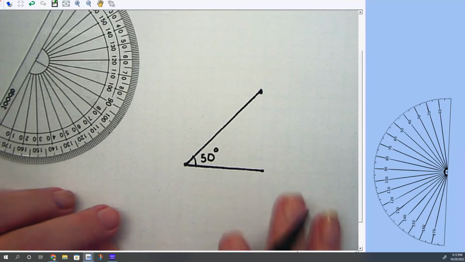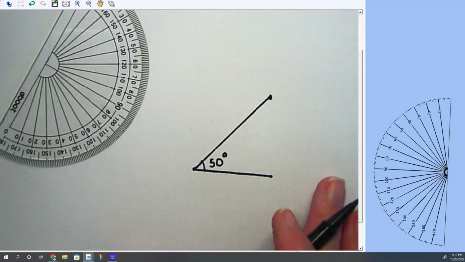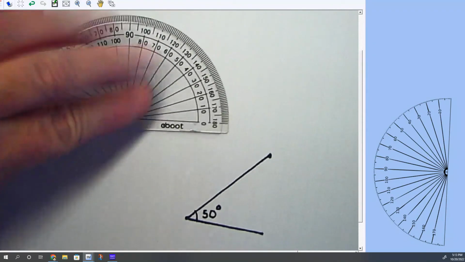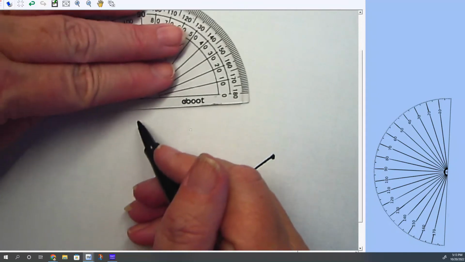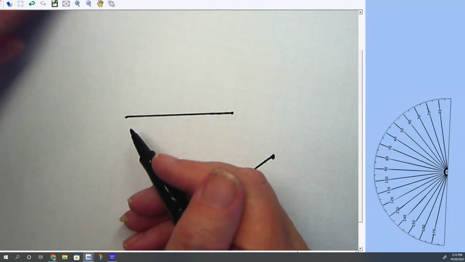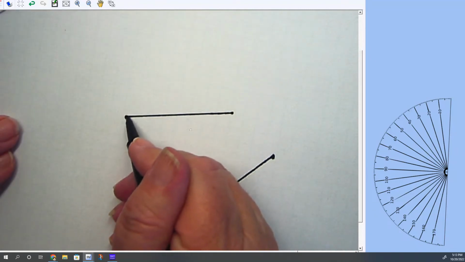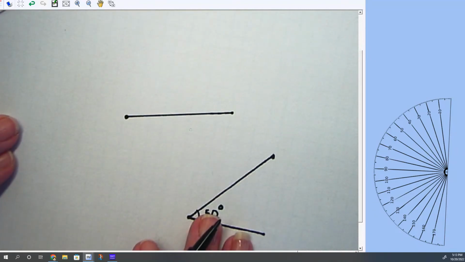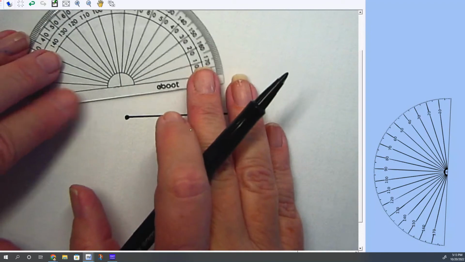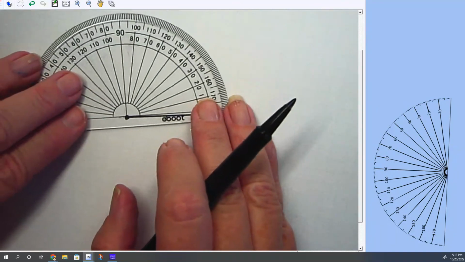But let's say I'm designing something and I know I need a specific angle. So let's say I need an angle that is 120 degrees. I'm going to start just by having a straight line. I can use any straight edge to create that. And then I'm going to make sure I know where I want the vertex of my angle to be.